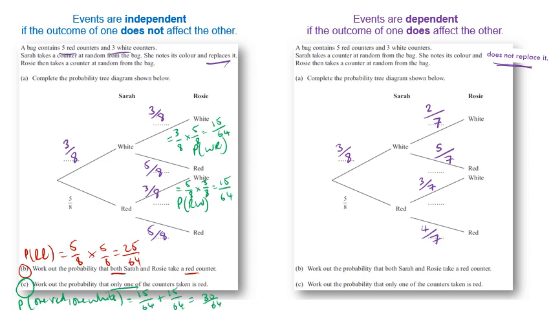So let's work out the same questions when the counter hasn't been replaced. So the probability they're both red is 5/8 times 4/7, which, not a surprise, is a different answer than we got when the counters were replaced.